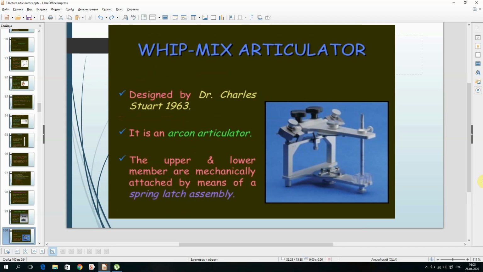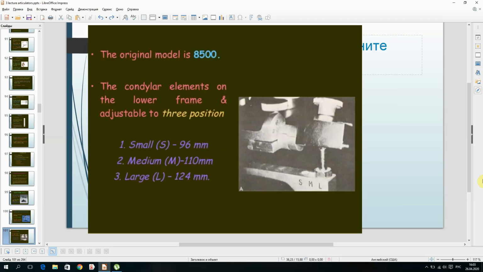Whip Mix articulator, designed by Dr. Charles Stewart. It's an arcon articulator. The upper and lower members are mechanically attached by means of a spring latch assembly. The original model has the condylar elements on the lower frame, adjustable to 3 positions: small, medium and large.